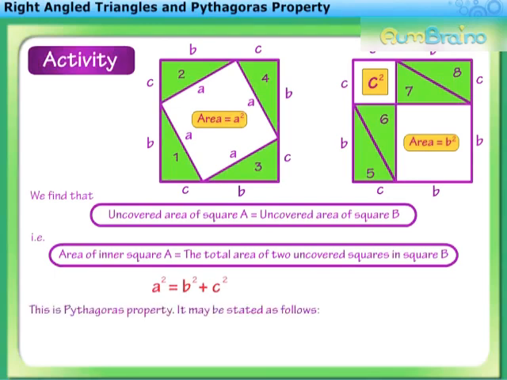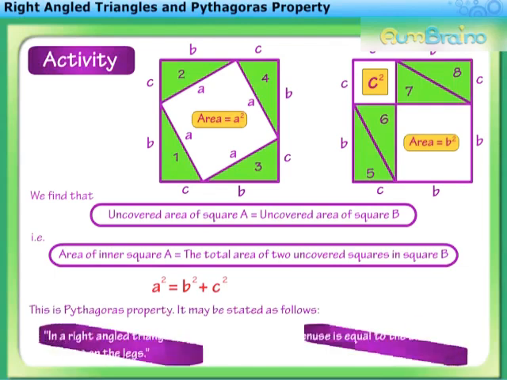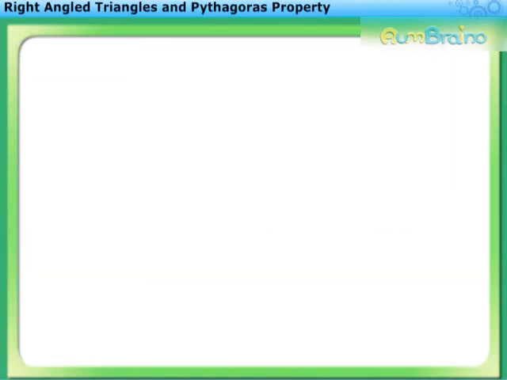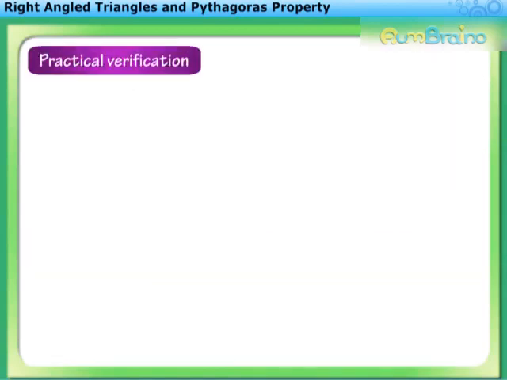This is Pythagoras property, and it may be stated as follows. In a right-angled triangle, the square on the hypotenuse is equal to the sum of the squares on the legs. Let us see the practical verification of this theorem.